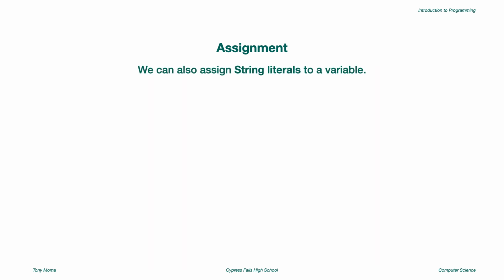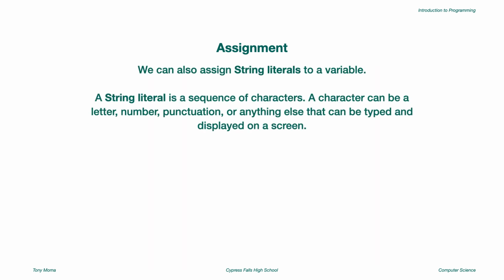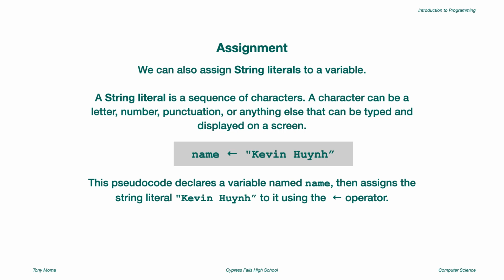We can also assign string literals to a variable. A string literal is a sequence of characters. A character can be a letter, a number, punctuation, or anything else that can be typed and displayed on a screen. For example, consider this line of pseudocode. Here we declare a variable named name, then assign the string literal Kevin Huynh to it using the arrow operator. We always use the arrow operator when we want to assign a value to a variable, and string literals are always enclosed inside quotation marks.